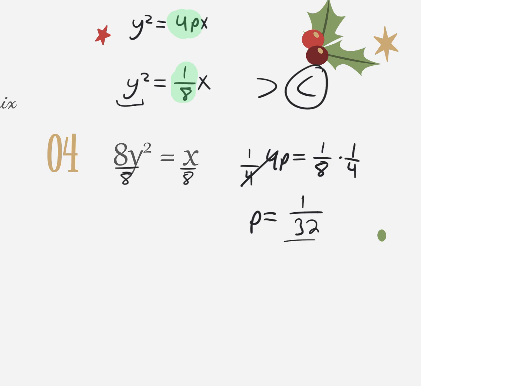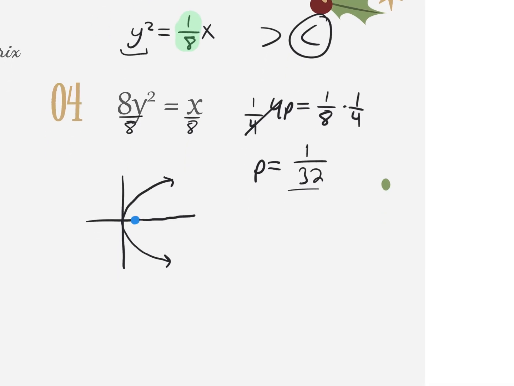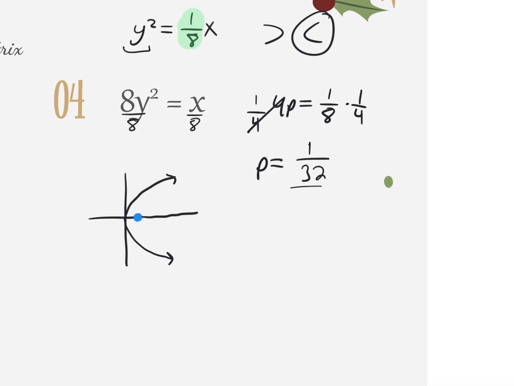All right, so that means I'm going to graph this now. It's going to be something like this. So it's going to be a sideways parabola going to the right. And then p equals 1/32. That means 1/32 units away is going to be your focus, right? So I'm going to draw it in there, and that is our focus. And then as an ordered pair, it's (1/32, 0).